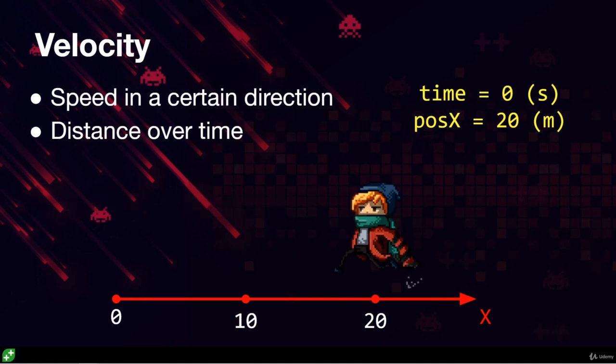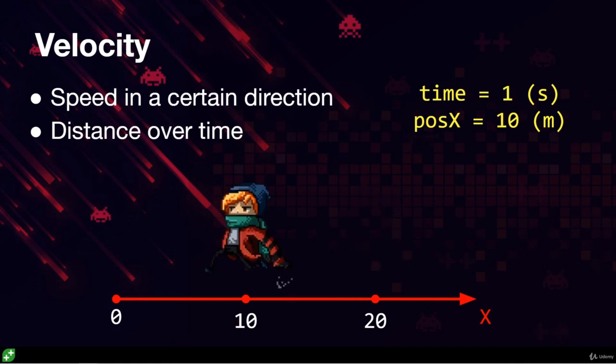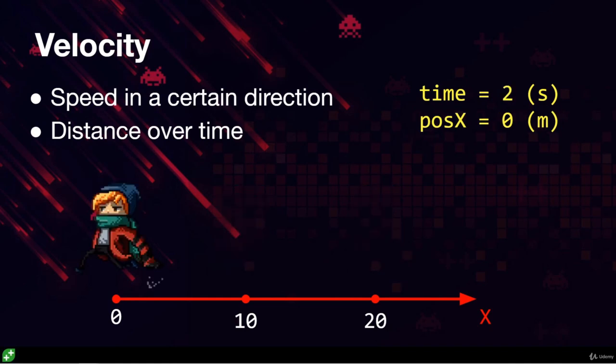Pretty simple, right? Now, let's say Scarfy turns around and decides to go back the way he came. Now, we're going to reset time, so we're going to say at 0 seconds, his x position is 20 meters. Now, assuming that he travels at the same speed, 1 second later he finds himself at x equals 10. A second after that, he finds himself back at 0. Now, since he's moving in the negative x direction, we say that his velocity is negative 10 meters per second. So the sign of the velocity, whether it's positive or negative, can determine which direction Scarfy is moving.